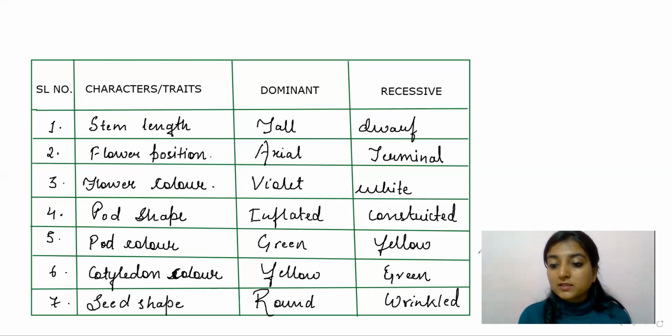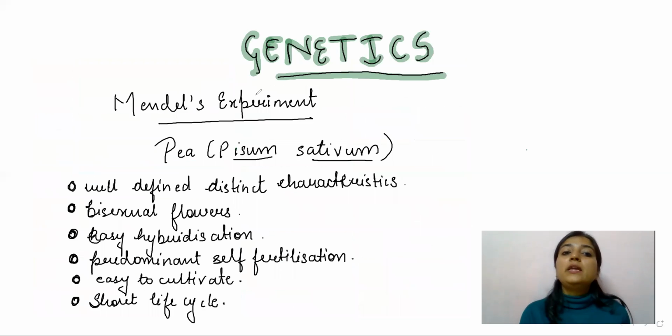So we will revise. Here in this video we are discussing Mendel's experiment. Mendel took P, that is Pisum sativum, its scientific name, for his experimental work. Why did he take Pisum sativum? Because it has certain advantages: it has well-defined distinct characteristics, it has bisexual flowers, it is easy to hybridize, it shows predominant self-fertilization, it is easy to cultivate, and it has a relatively short life cycle.